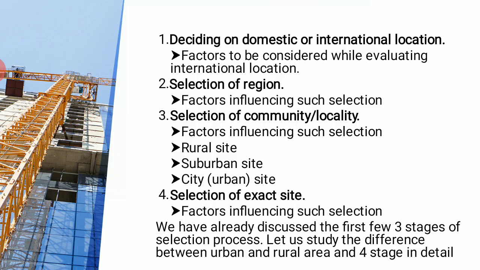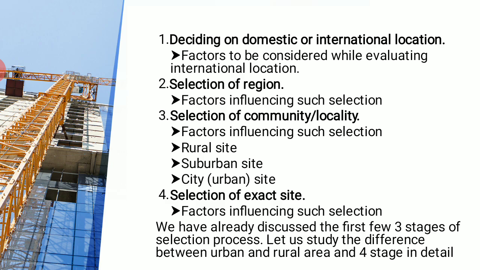The 4 stages are: deciding on a domestic or international location; selection of the region at the second stage; and the third stage, the selection of the community or a locality, in which we have already studied that there are 3 different options available to him. He can either go for a rural site, he can select the suburban site, or he can even go for the city area. At the 4th stage, he has to select the exact site. Let us go ahead with the other topics.